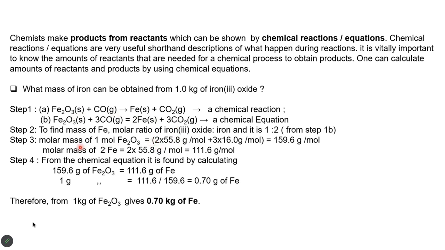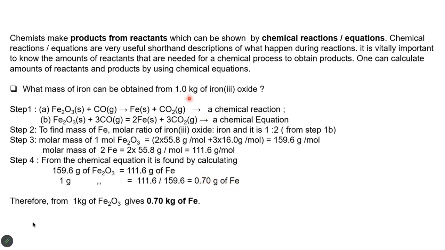So if we calculate the molar mass of 1 mole of iron(III) oxide, the mass is 159.6 gram per mole. Similarly, for the molar mass of iron, we get 111.6 gram per mole. And now we know 159.6 gram of iron(III) oxide gives us 111.6 gram of iron. And therefore 1 gram gives us 0.70 gram of iron.